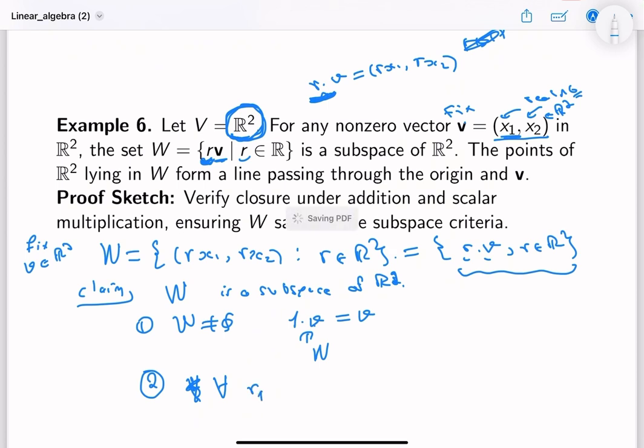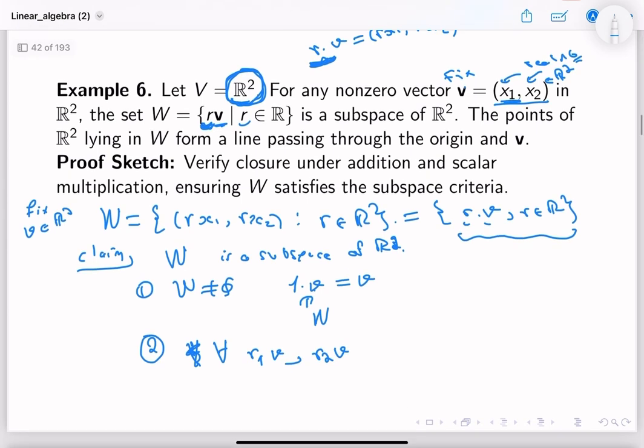So for every r1v and r2v, remember, vectors in omega take the form a real number times v. Thus, if you want to take two vectors, it's going to be r1v, a real number times v, and another real number times v. So let's take these in omega, and for every real number r, because we're going to check scalar multiplication.